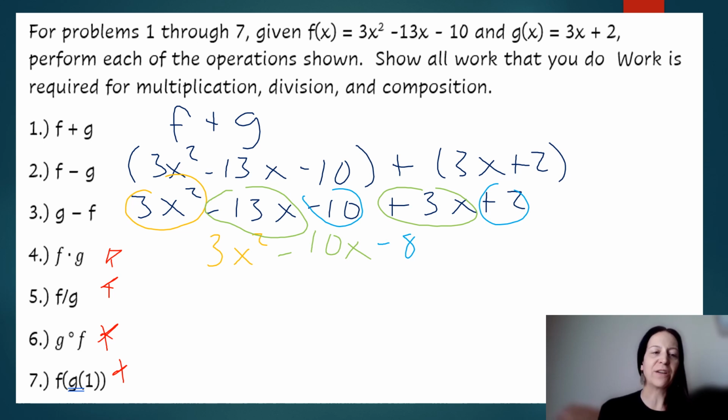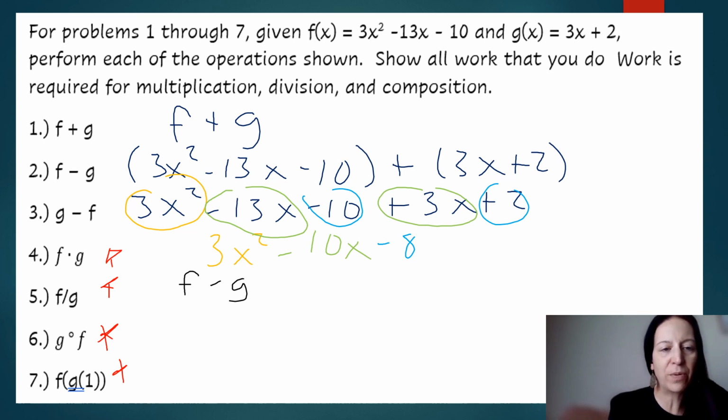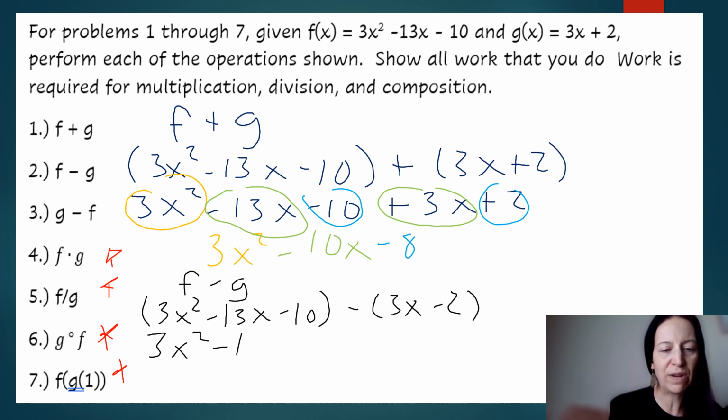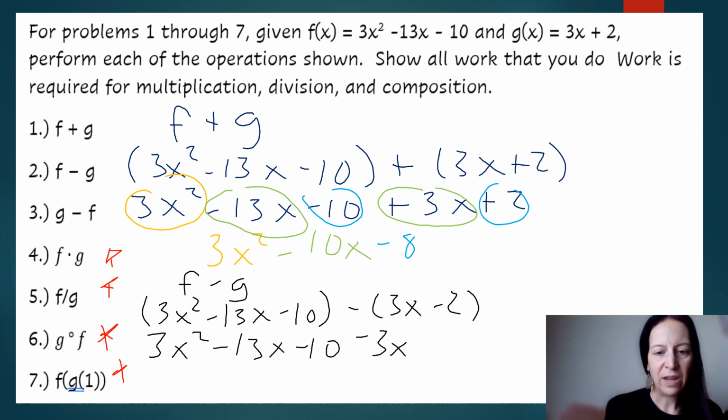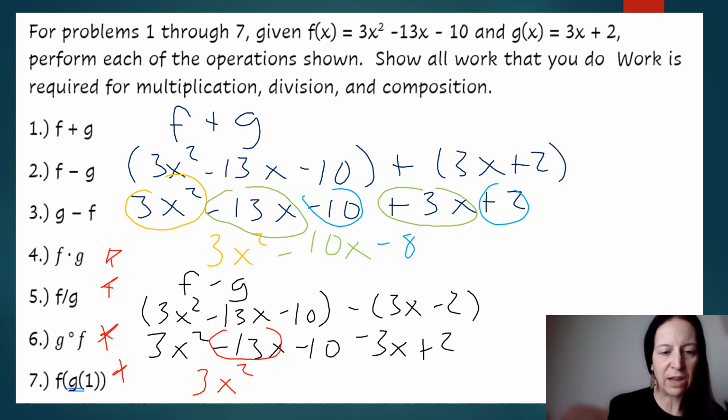Next one is subtracting them. So f minus g. And for this, your parentheses are not cosmetic. So while it is possible to do this in your head, I do not recommend it. Okay, so f minus g, let's go ahead and remove those parentheses. And we'll have minus 3x, and of course minus a negative right here. Minus the negative is going to give us a positive 2. And then looking for our like terms, we'll have 3x squared. This time I have negative 13x minus 3x, which will give me negative 16x.